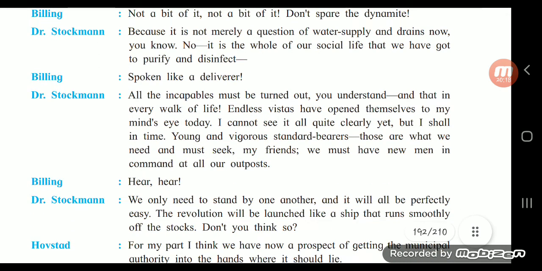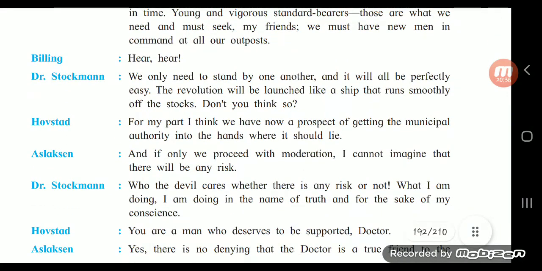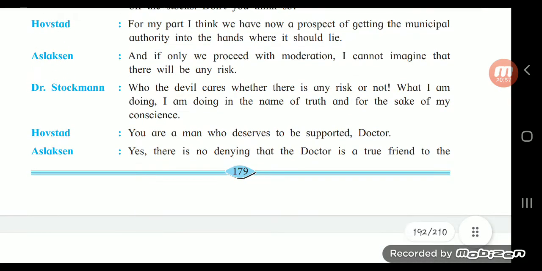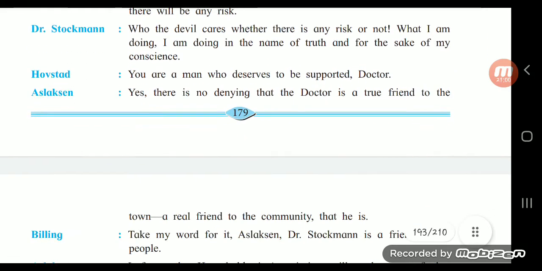And see, Dr. Stockman says here that I have full faith in people. Once they know what is happening, they will definitely understand that this is wrong, and they'll take the stand. I'm just going to help people to make a right decision. Okay. And Hovstad and Billing say that we are with you and we are going to support you. We are going to publish your article in this magazine. So you can consider us as your friend. We are going to be there in this enterprise with you throughout the time. Okay. And Hovstad says, you are a man who deserves to be supported.